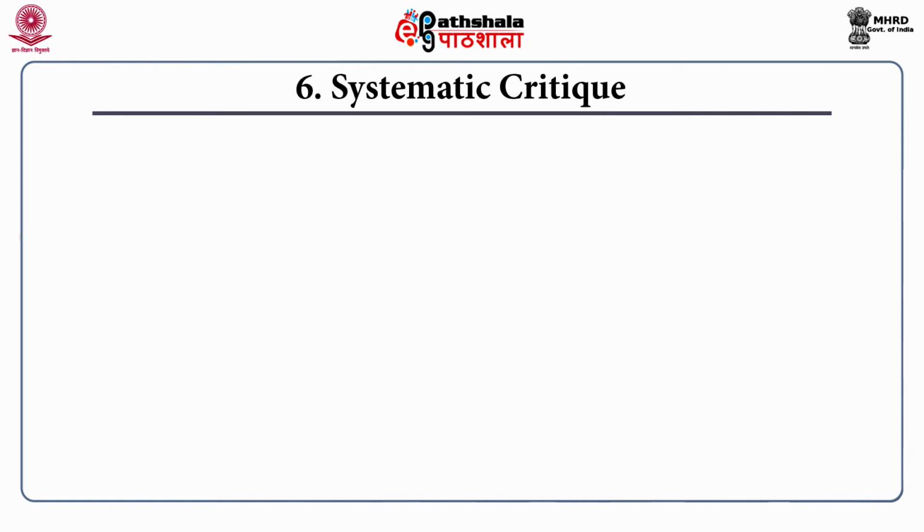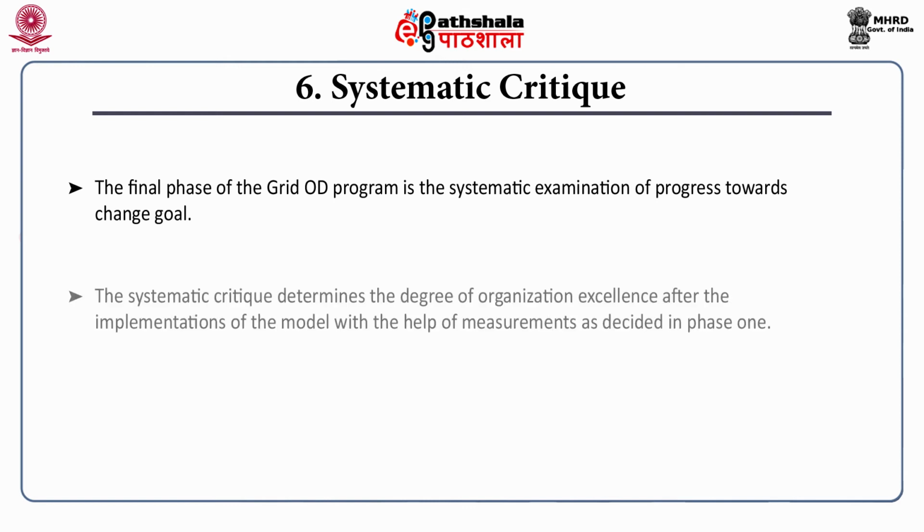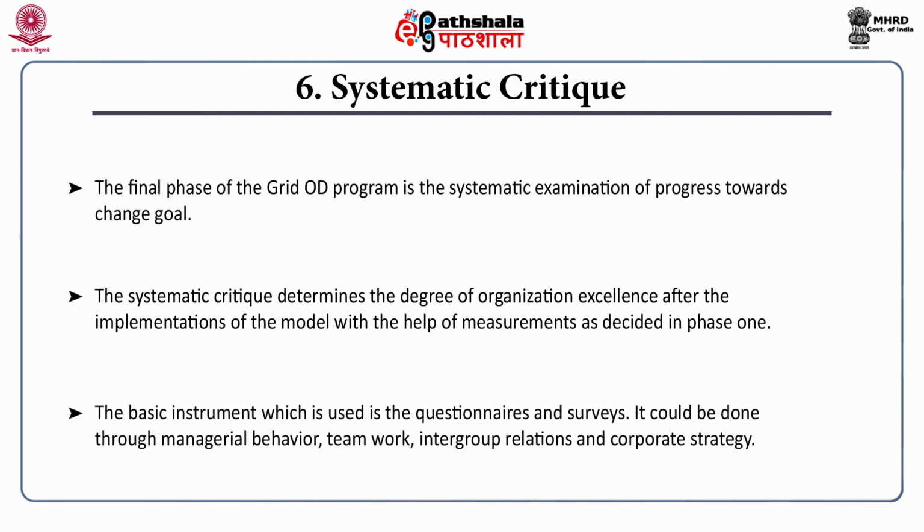Systematic critique. The final phase of the grid OD program is the systematic examination of progress toward the change goal. The systematic critique determines the degree of organizational excellence after the implementation of the model, with the help of measurements as decided in phase 1. The basic instruments used are questionnaires and surveys. It could be done through managerial behavior, teamwork, intergroup relations, and corporate strategy.